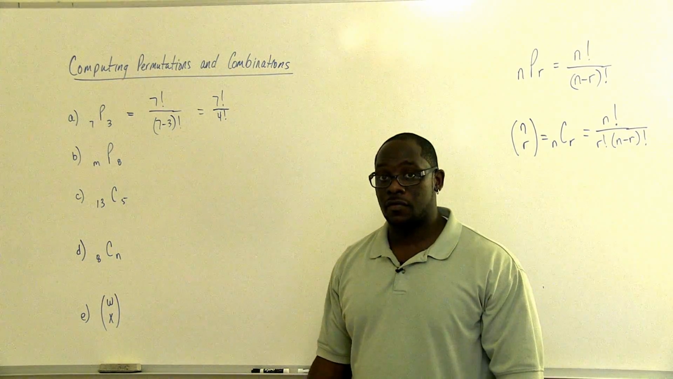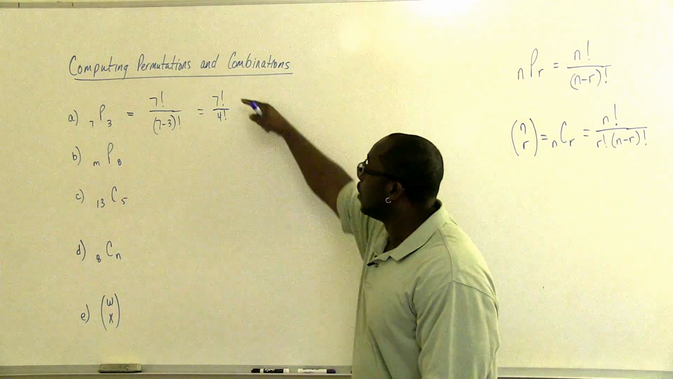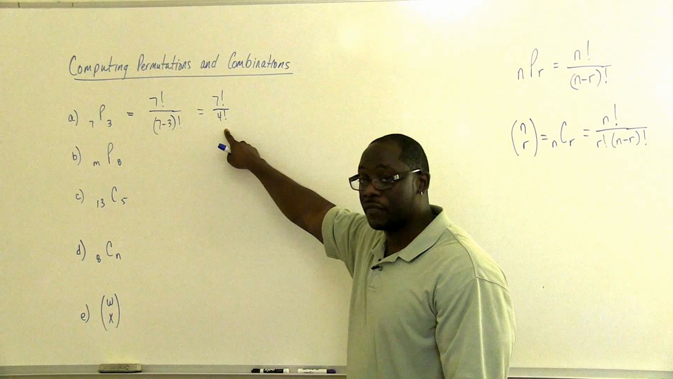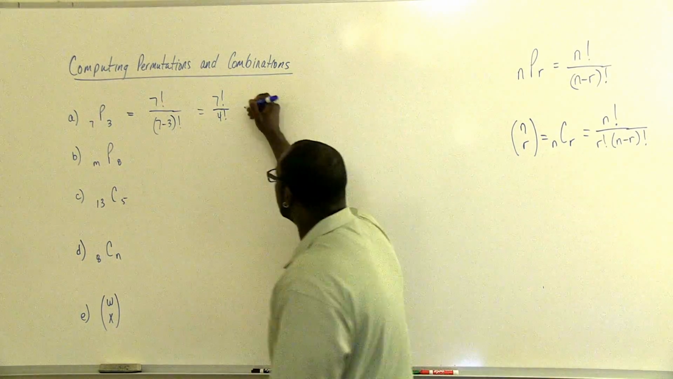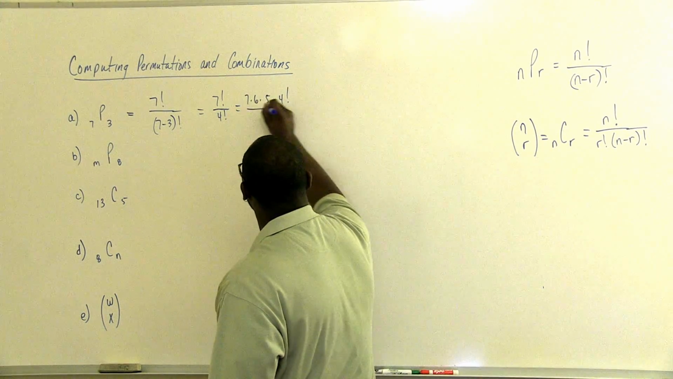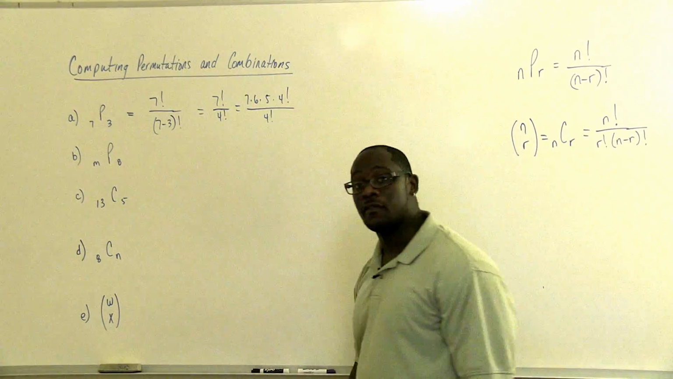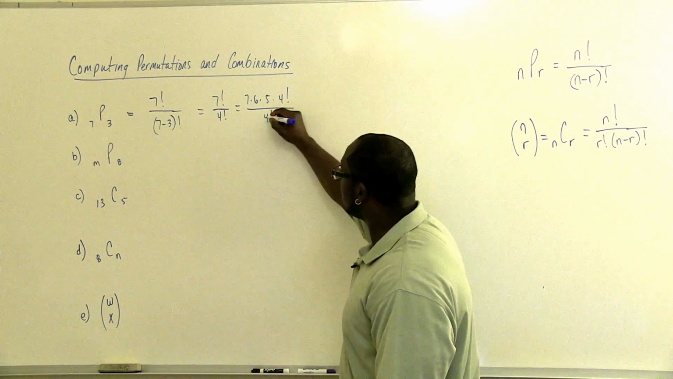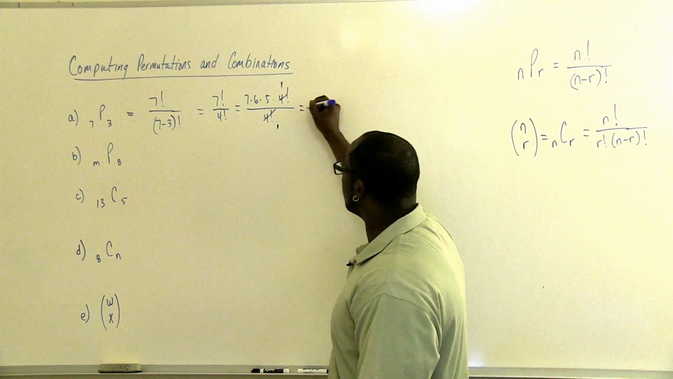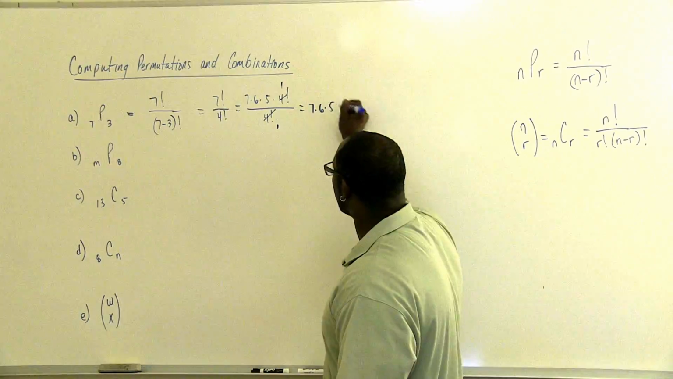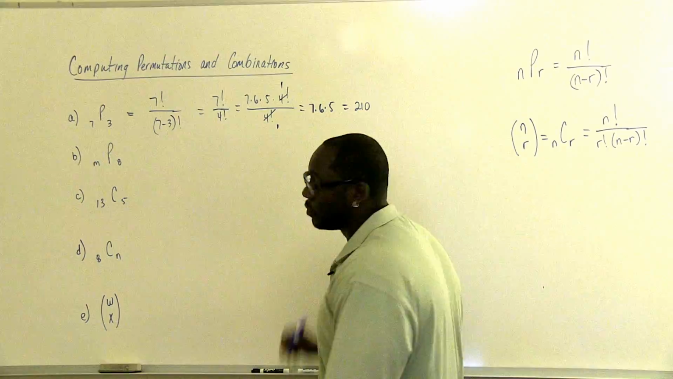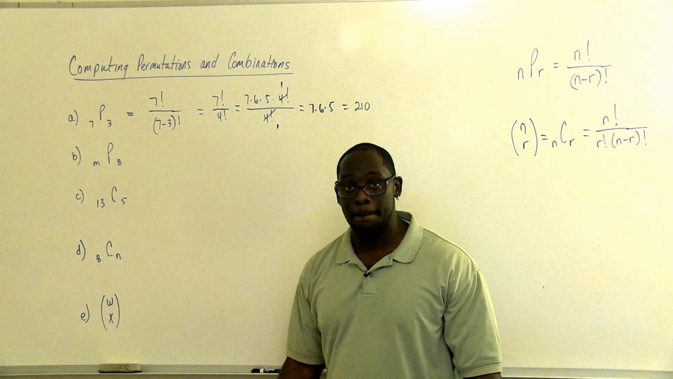We learned from a previous video that one of the things we can do with 7 factorial is break it down until we get to 4 factorial so that we can reduce that to 1. So if we do that, 7 times 6 times 5 times 4 factorial divided by 4 factorial. Here, these two 4 factorials reduce to 1, and what we have left is just 7 times 6 times 5. If we multiply all that together, we end up with 210.